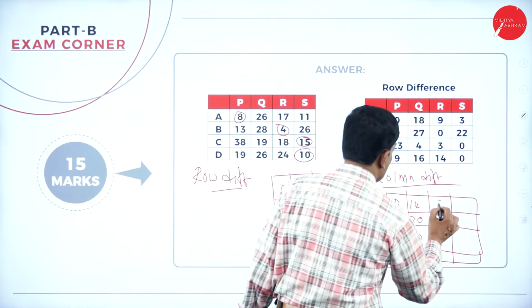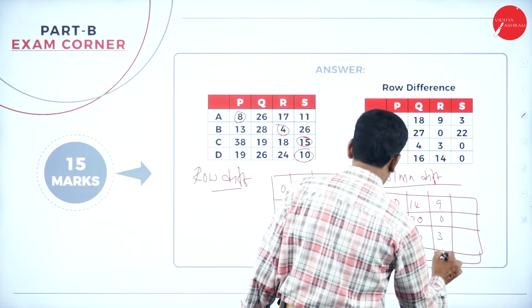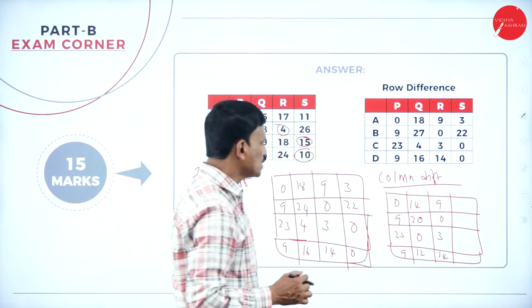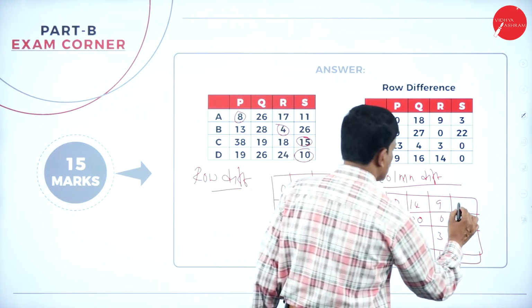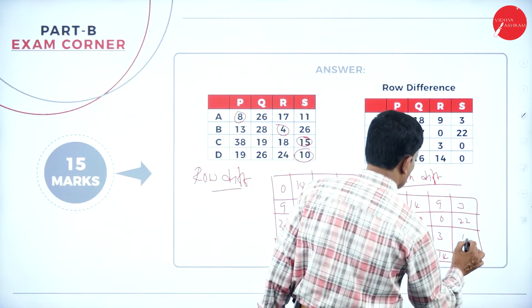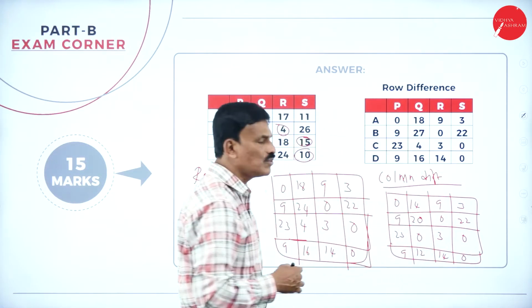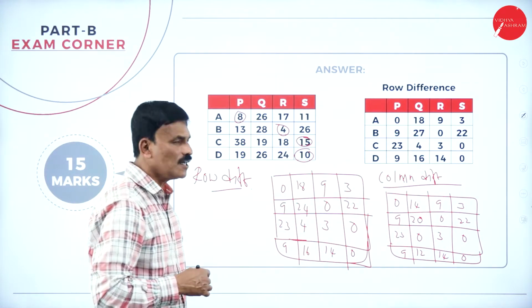If you subtract 0 from any number, you will get the same values: 9, 0, 13, 3 and 14. And in the fourth column also, 0 is the least value, so it will remain the same. It won't change. This is how we are going to find the row difference and the column difference.